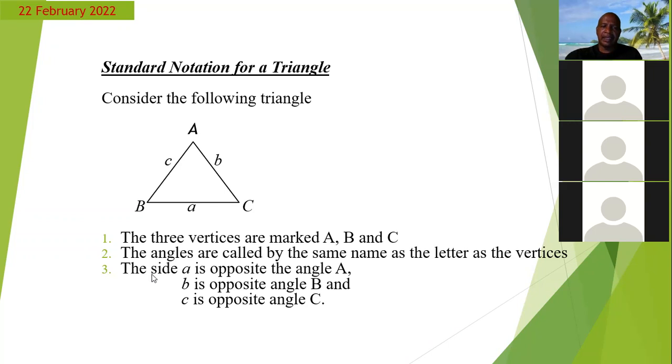All right, the side A is opposite to the angle A. So hence, we will label that side with a common letter A. The side B is opposite to the angle B, and hence it is a common letter of the vertex B. And also the side C is opposite to the angle C, takes a common letter to the angle C, all right? Now, right angle triangles.